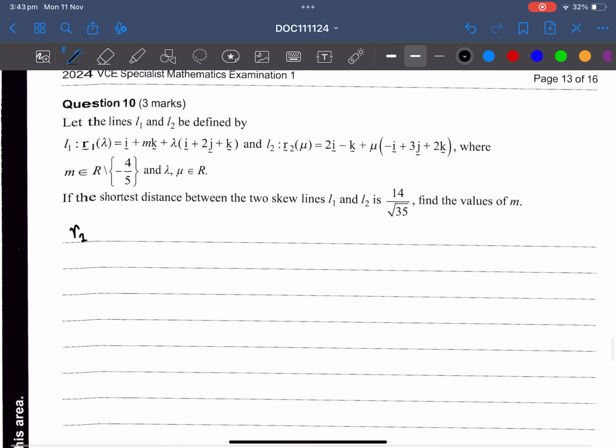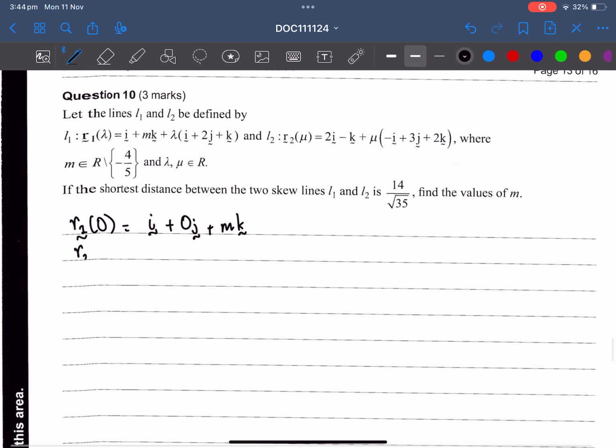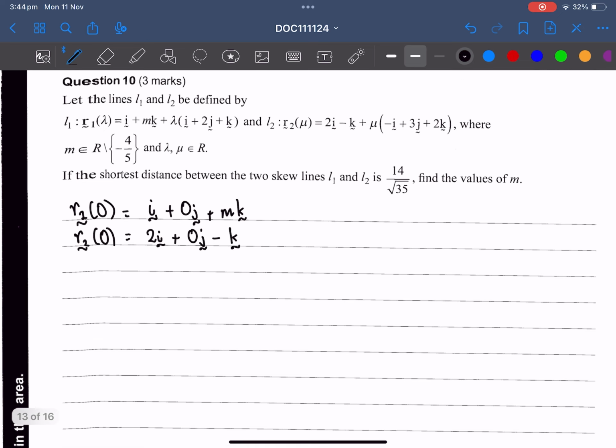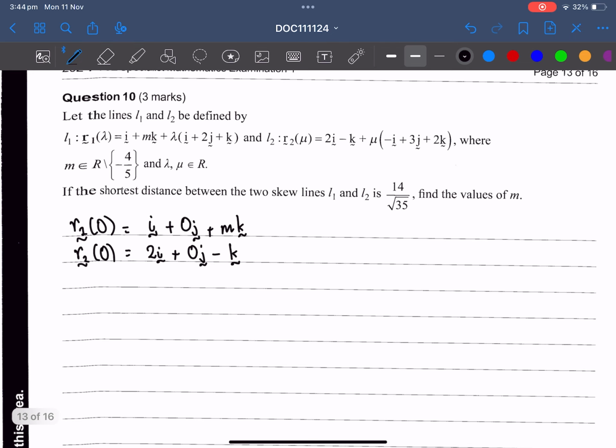Okay, so for that, let's find r1 of 0. So that would just be i plus 0j plus mk, right? And r2 of 0. So now we have a point basically that we can use to calculate. So here we'll get 2i plus 0j minus k. Now we have to find the shortest distance between the two skew lines. So for that, we need the perpendicular distance as well. So what we'll do is we'll take the cross product of this vector and this vector.